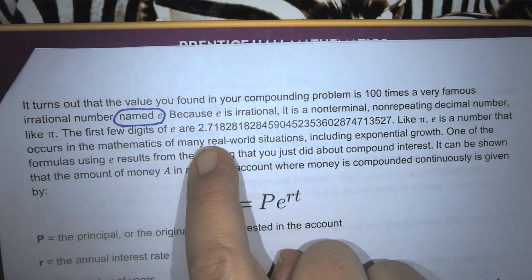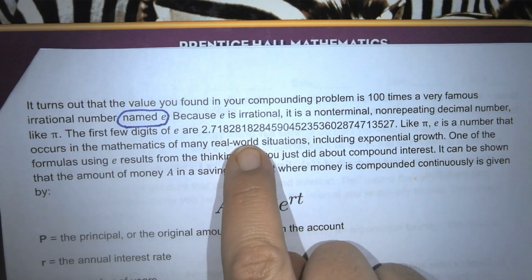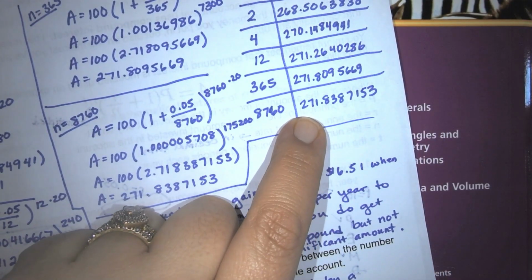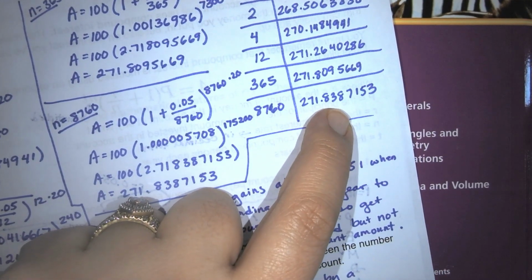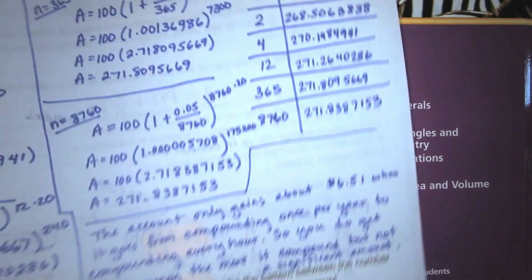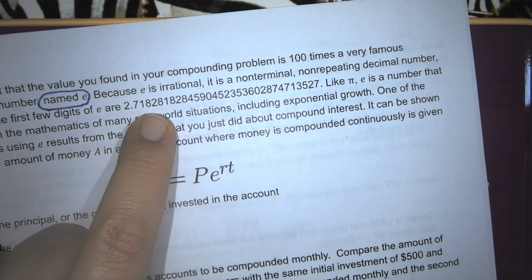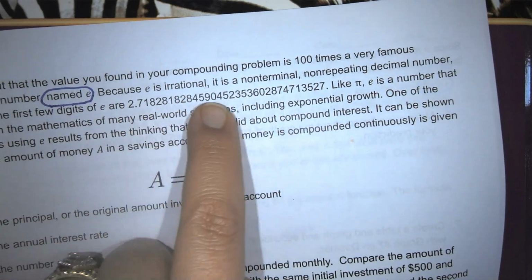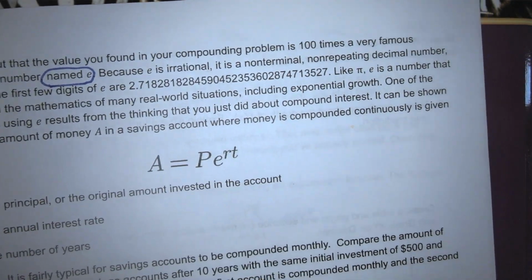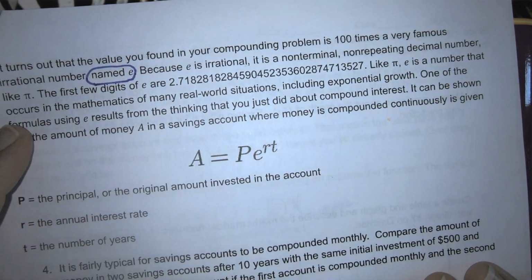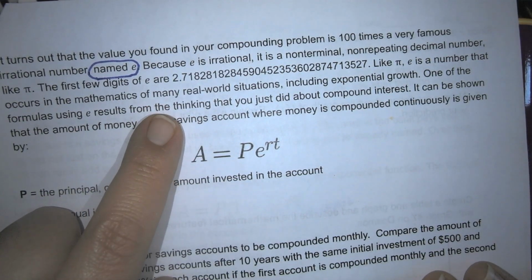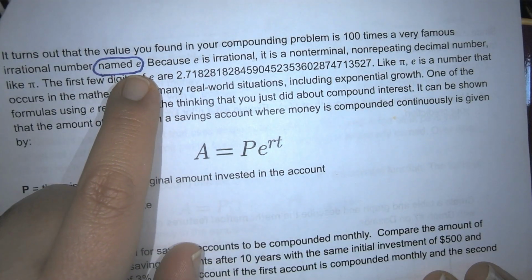And that number, 2.71828, is very similar to the number that we got here, 100 times it, 271.838. So we got very, very close to this number. It's almost as if the graph was going towards this number and never quite getting there. And so like pi, e is a number that occurs in mathematics in many real-world problems or situations, including exponential growth. So e is a number we use when we're looking at exponential growth.